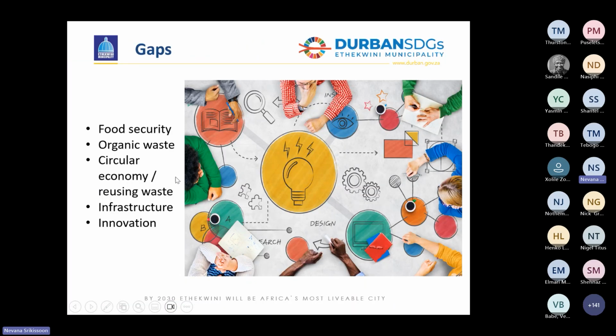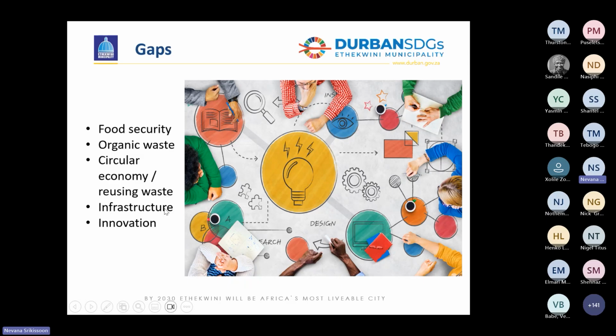Something else that I thought I'd highlight, colleagues, is some of the gaps we identified in the process. And I don't necessarily mean this is applicable to every municipality or government organization. But the SDGs are also looking at us getting involved in things like food security, dealing with organic waste, circular economy initiatives, and reusing waste. Of course, the infrastructure, which Tebogo again alluded to, and innovation. And I don't think as local government, we are concentrating enough in most of our municipalities on these particular items.